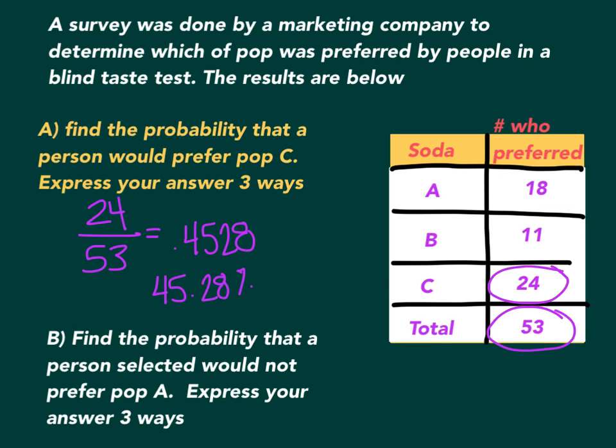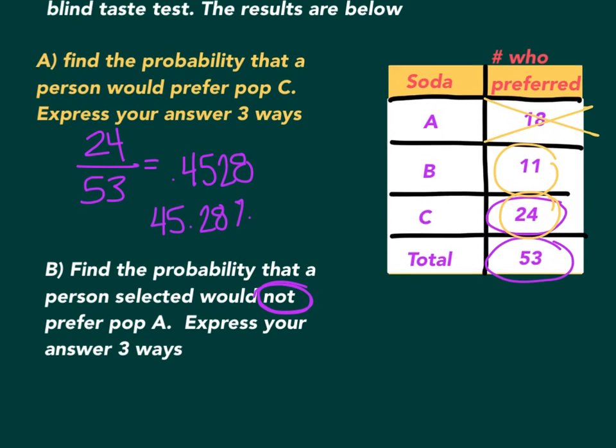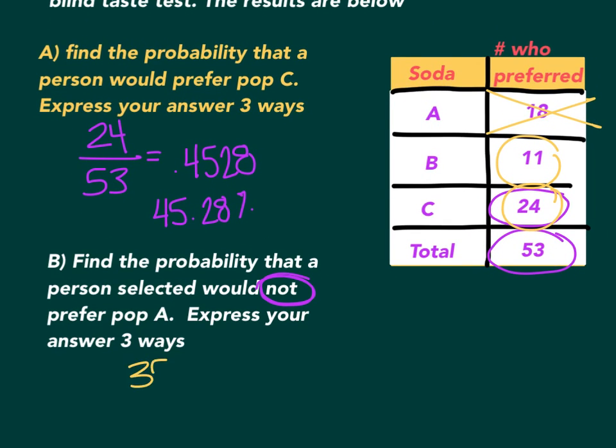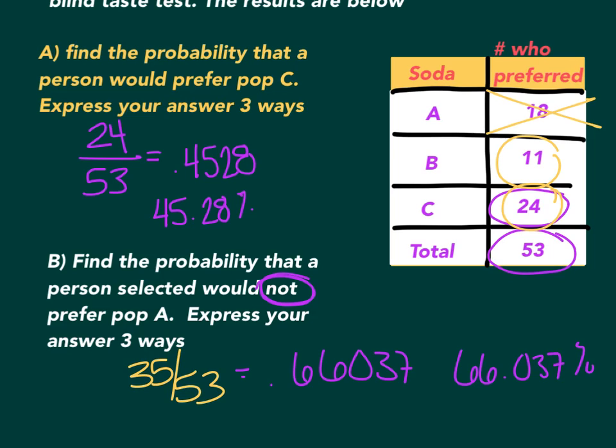Easy enough? Part B, find the probability that a person selected would, I want you to circle this word not, they threw that in there, not prefer Pop A. Okay, so as I'm looking at this table, I'm saying I would not want Pop A. I'm going to kill that one. That means I would either want B or C. So I'm going to say that's a total of, let's see, what is that, 35 out of 53. So did you catch that? I'm saying I don't want Pop A. That means I could want B or C. So 35 divided by 53 gets me a 0.66037 as a decimal, or 66.037 as a percentage.